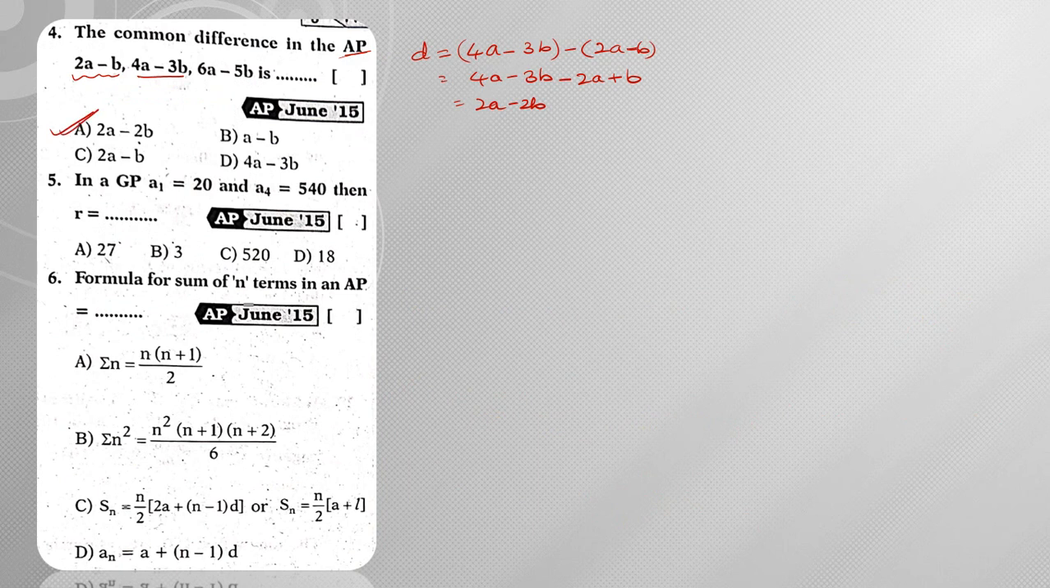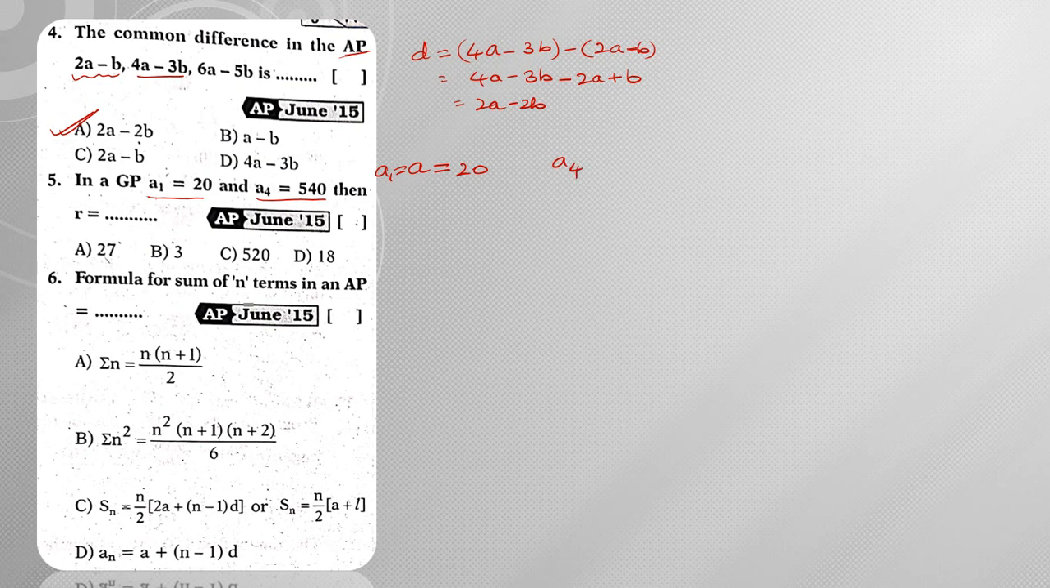Next, in a GP, a geometric progression, A1 is equal to 20 and A4 is equal to 540. Then r is equal to. So what is the meaning of A1? A1 is nothing but equal to a. So clearly A1 = a = 20.